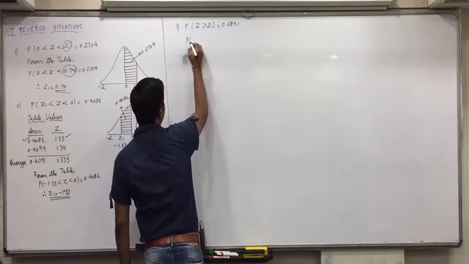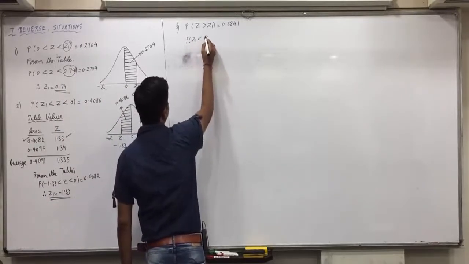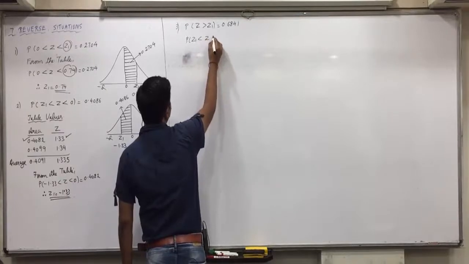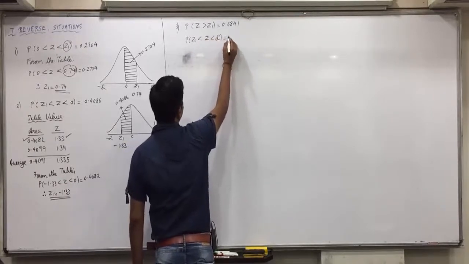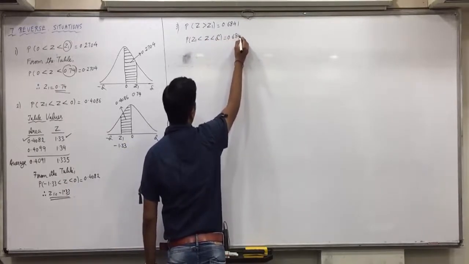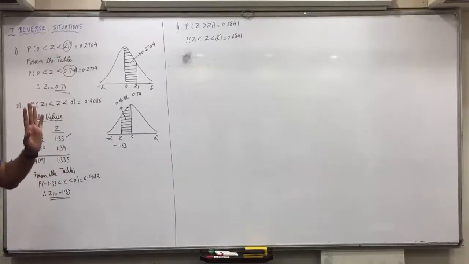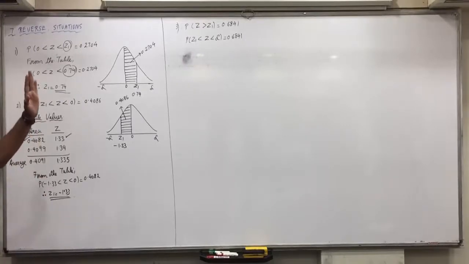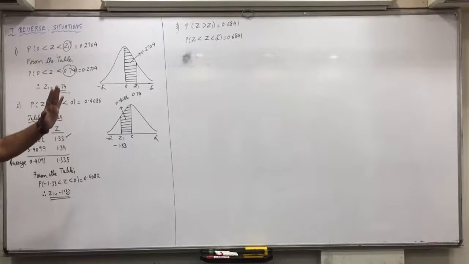So we'll write it as P of Z1 less than Z less than infinity is 0.6841. Any confusion in this? Greater than Z1 means the number goes till infinity. All we'll write later. It's a complicated situation, so understand it thoroughly first. Now, it goes till infinity means from Z1 to infinity the area is 0.6841.